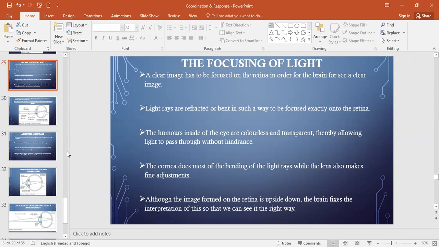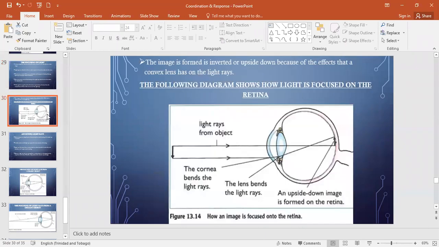So it's not that you're walking and seeing everybody upside down, or seeing a dog running on the street upside down or anything like that. You're seeing everything as is. The reason it would be upside down is because of the effect a convex lens has on the light rays, in the way the light rays are bent. So then your brain needs to fix this image.